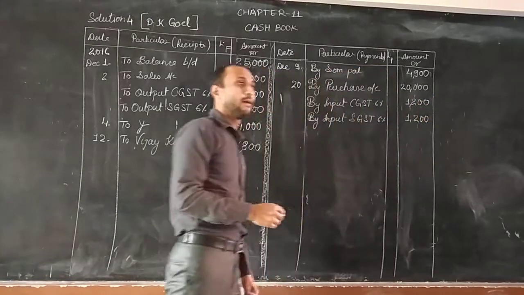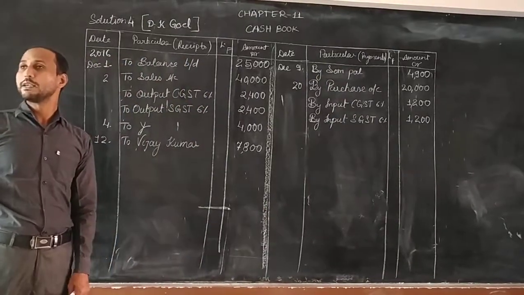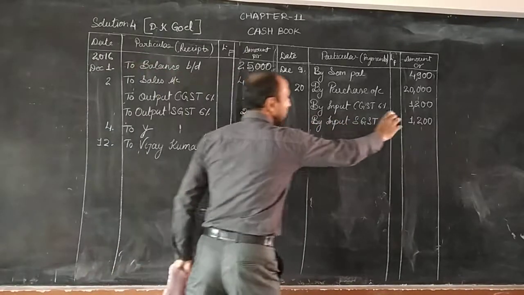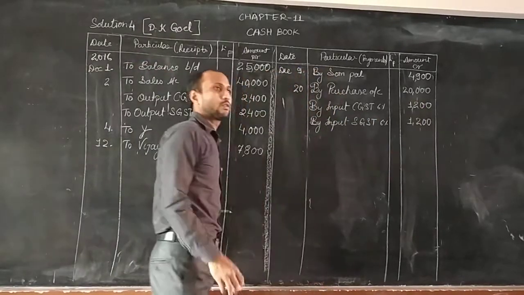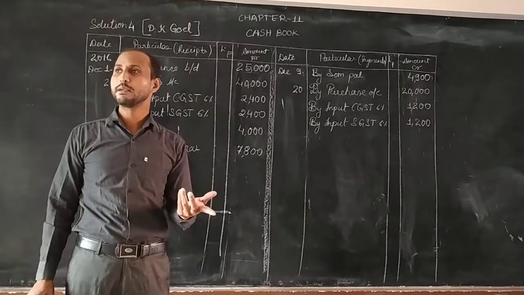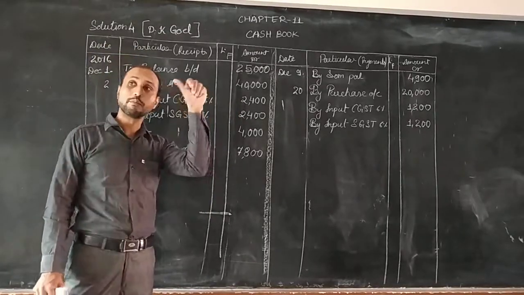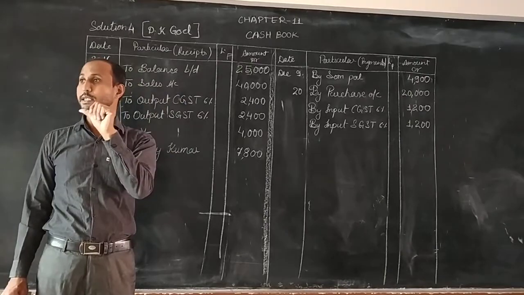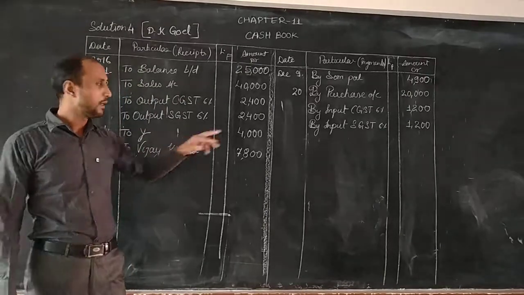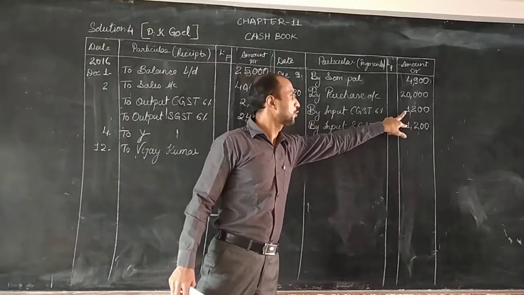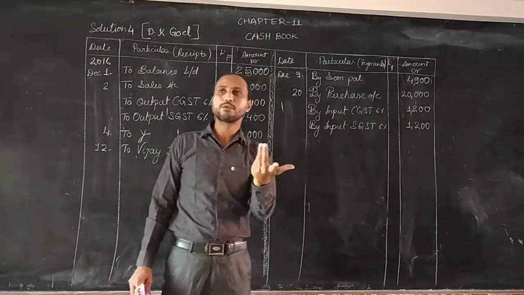Is it clear? In our CGST and SGST, obviously the collection is what, 24, and the payment is what, 12 and 12. So how much is still left for payment? We have collected 2400 and 2400, as in the last chapter on CGST and SGST. We collected tax 24 and 24, and how much have we paid? 12 and 12. So how much is left to pay?